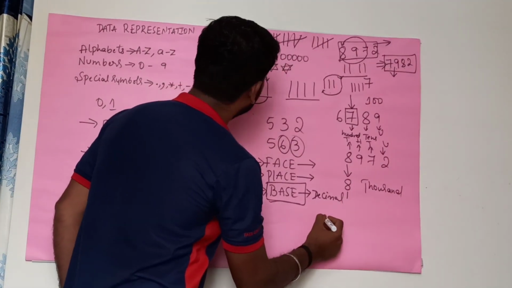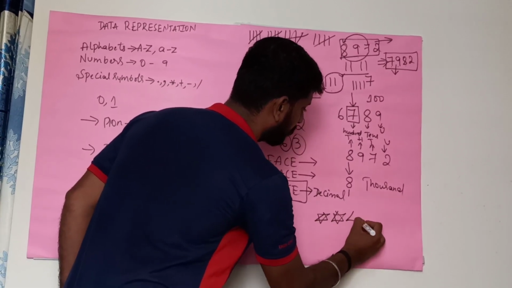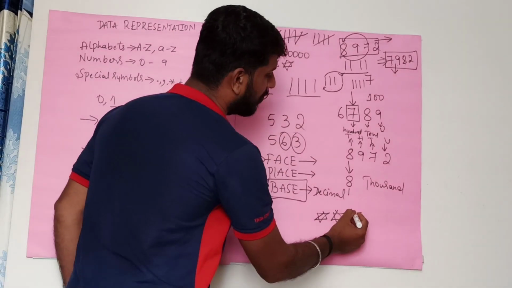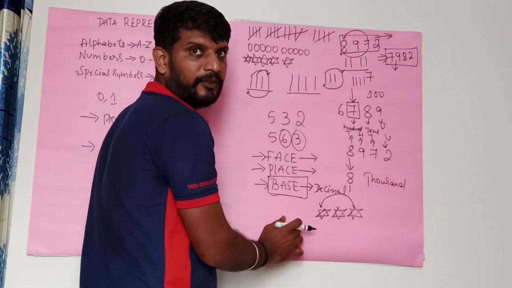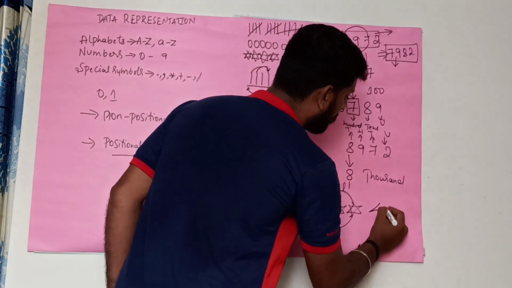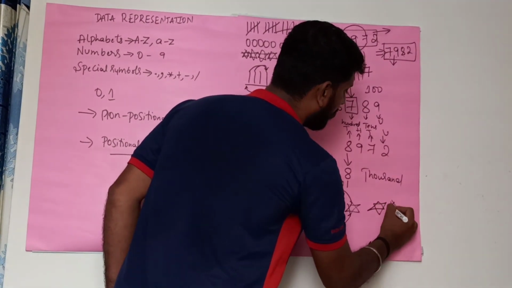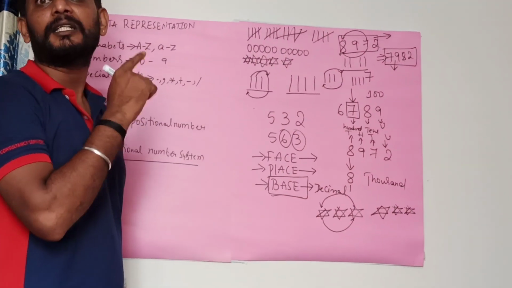Or else I will take these stars. So what I will do is I will change the position of the last to the first, and the first to the last. So it doesn't make any kind of difference. This is called the non-positional numbering system.